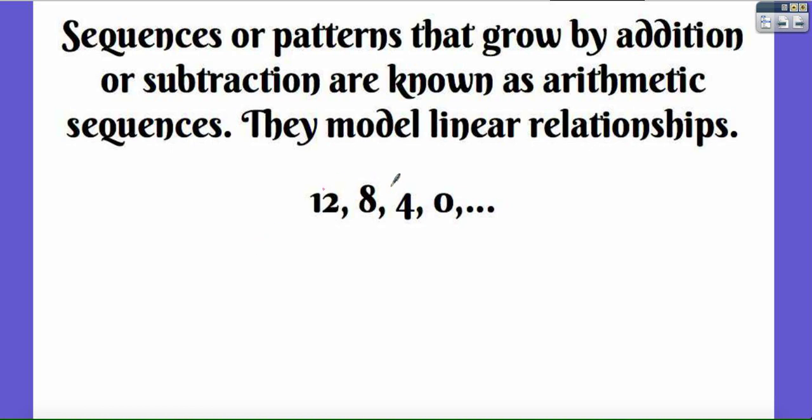So if I wanted to look at this pattern as just a linear function, I could consider that in position 1, the first number is 12, position 2, the second number is 8, position 3, the third number is 4, and position 4, the fourth number is 0. Those are really ordered pairs. So I could plot these and it would make a line.